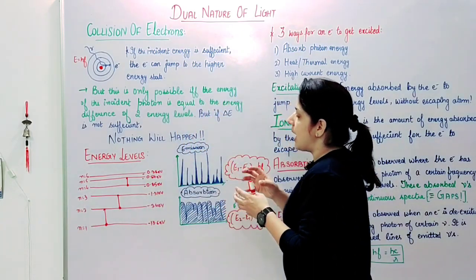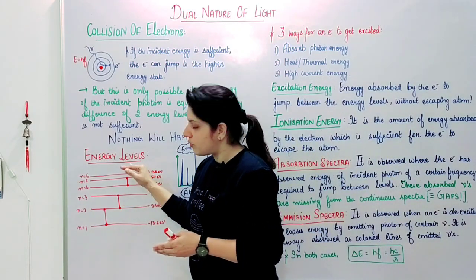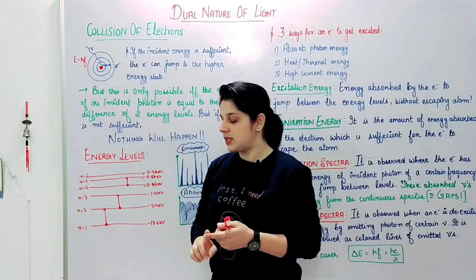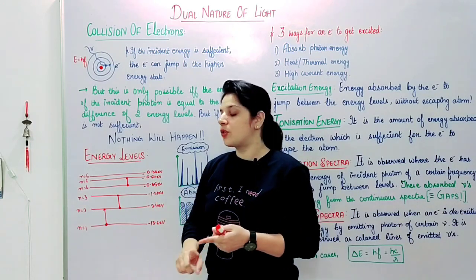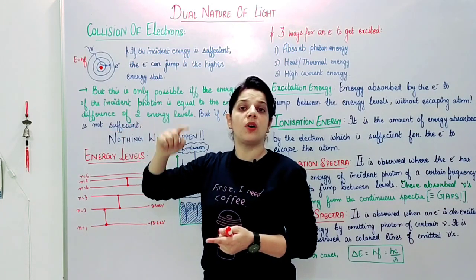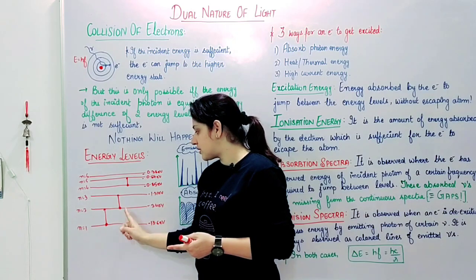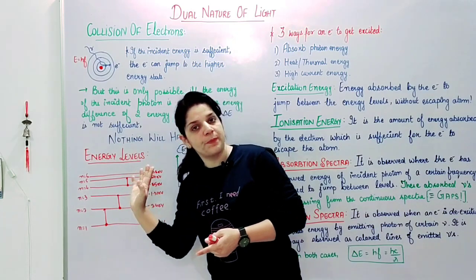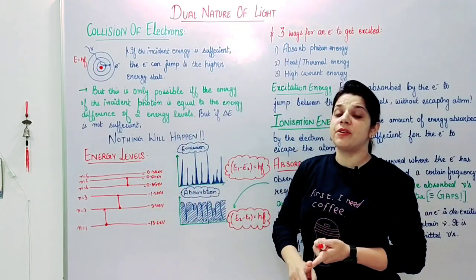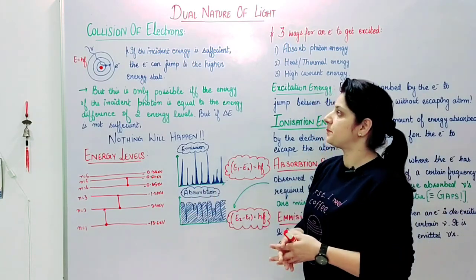Now, I am saying there are certain energy levels E1, E2, E3, E4, E5. One thing is for sure that this electron can only be present in these energy levels. So either it is in this level or in this level or in this or this or this. It will never be present anywhere in between these levels.